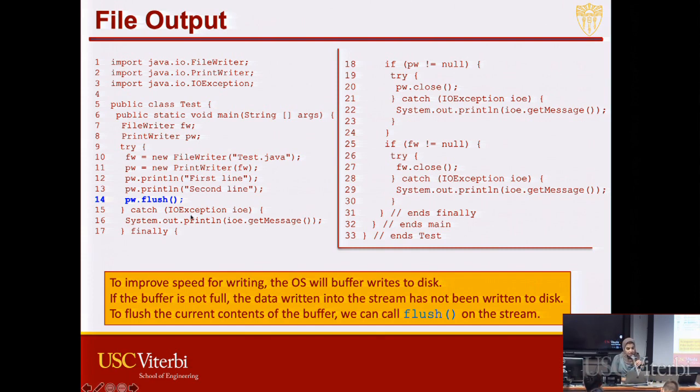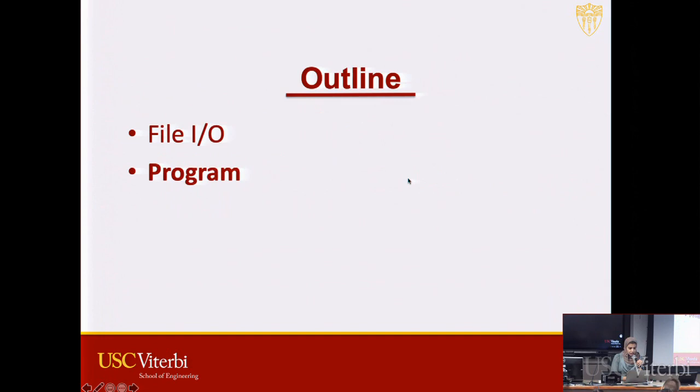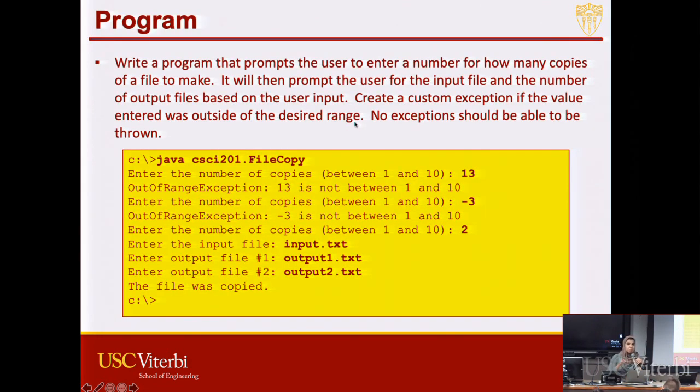Then this may cause an input-output exception. We will handle it using the catch. Then we have the finally block, which will always be run. We will try to close the buffer, and we will try to close the file writer. So let's write a program together. Jack will help us to write it, and hopefully it will be clearer when we write it. The program prompts the user to enter how many copies of a file to make. Then we will read this file and make copies of that file.